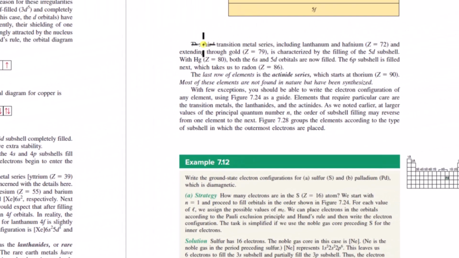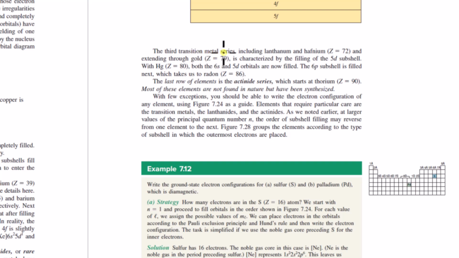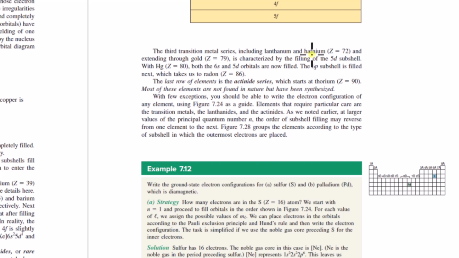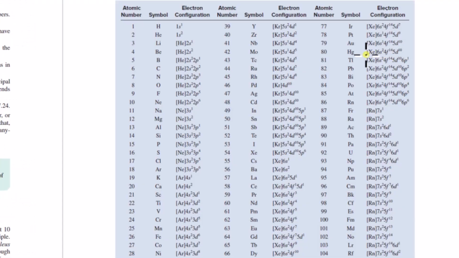Okay, the third transition metal series. So now we're back to the transition metals. From hafnium to gold is characterized by filling the 5d subshell. Then we go through that transition metal series, and then we get to mercury, where now both the 6s and 5d orbitals are filled, and the 4f orbital. Yeah, see, mercury has the 6s2 orbital, the full 4f orbital, and the 5d orbital filled. And then let's see what happens after mercury.